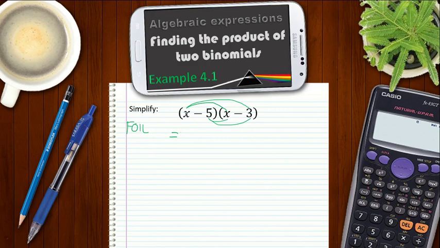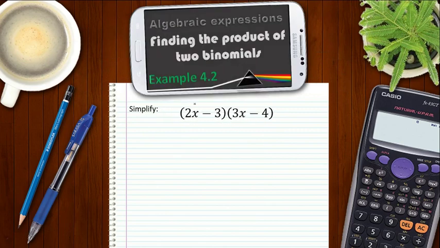So when we multiply it out, we say x times x is x squared. Then x times negative 3 is negative 3x. Then minus 5 times x is minus 5x. Then minus 5 times minus 3 is plus 15. Alright, and then once we've done that, we can just look out for any like terms. We see minus 3x minus 5x. Those two are like terms. So minus 3 minus 5 gives me negative 8x plus 15.